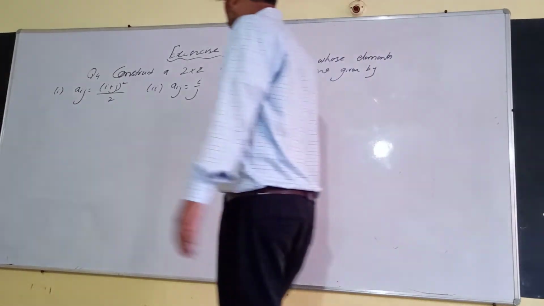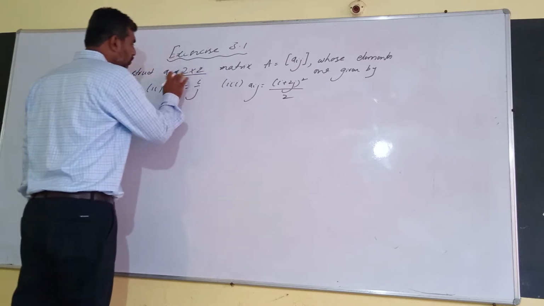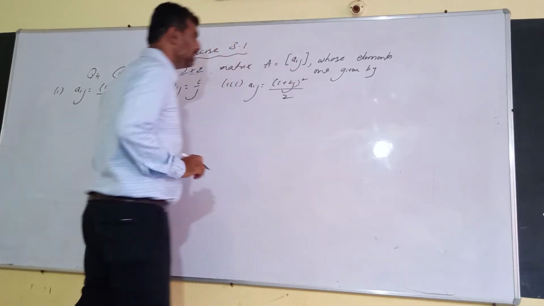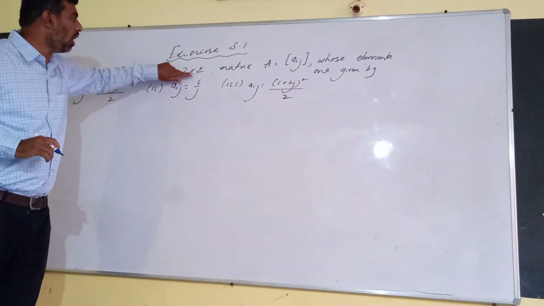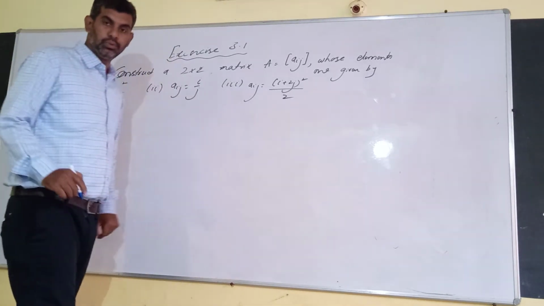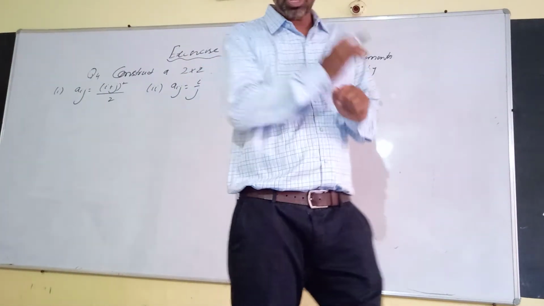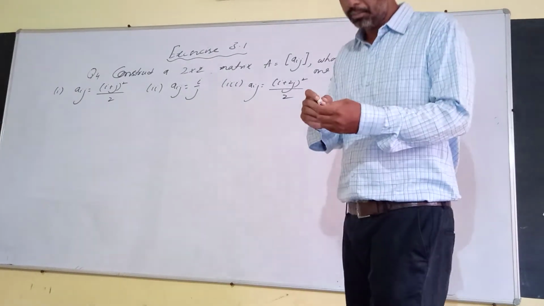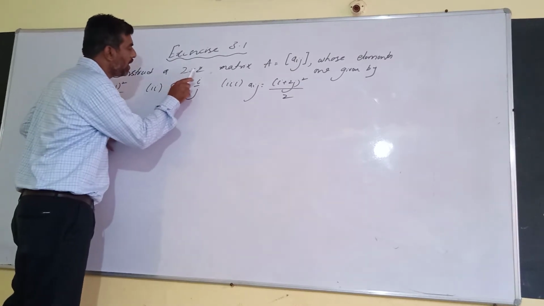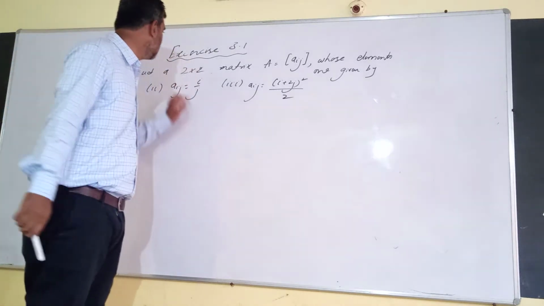Now, question number 4. Construct a 2 cross 2 matrix A = [aij]. Very important is the order of the matrix. What is the order of the matrix here? It is 2 cross 2. This 2 and this 2 are both the same, so we are getting a square matrix. Now the most important thing is that the first one represents the row whereas the second one represents the column.